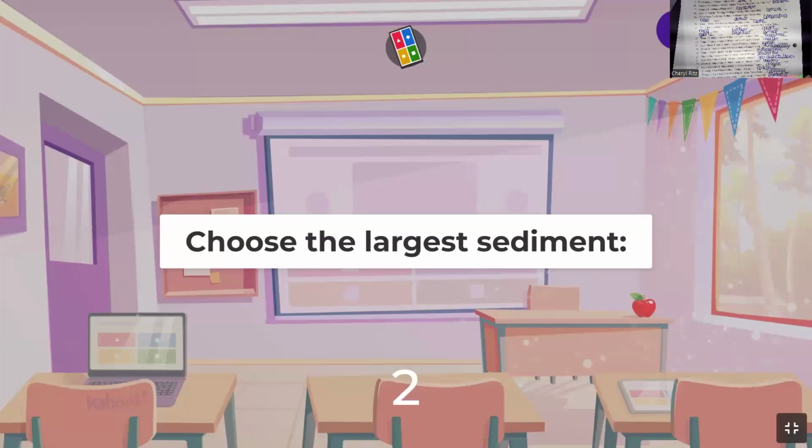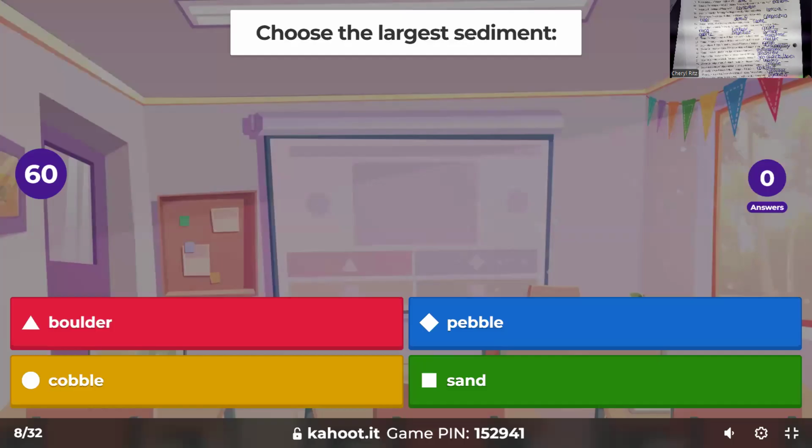Choose the largest sediment out of these choices. It's cobble or pebble. It's boulder. Sand, bro. It's literally sand.